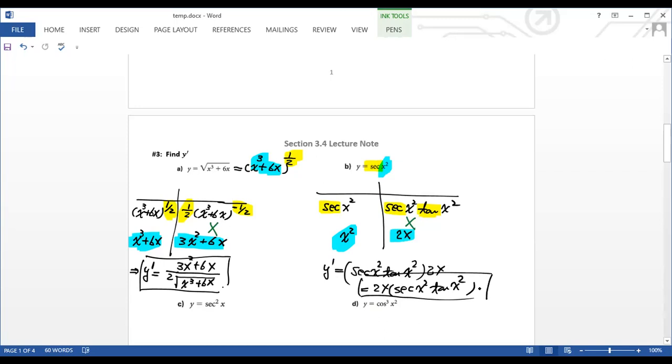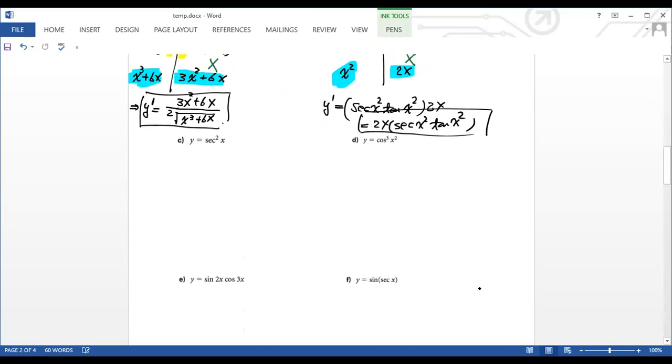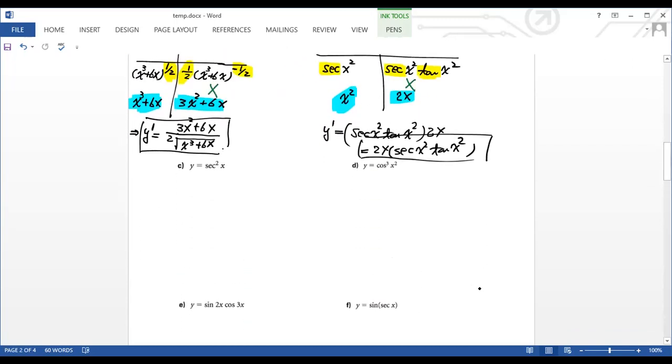Okay, now let's take a look at part C here. Part C is secant squared x, right? So immediately you see, oh, I have a square here, so this is the power rule. The power 2 will be my first layer. So what is my second layer here? My second layer will be secant x here.